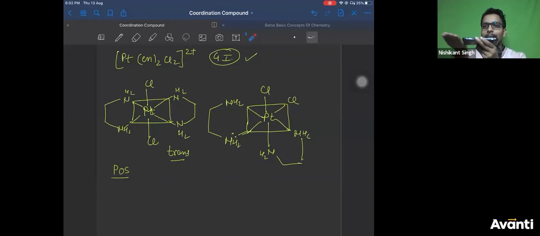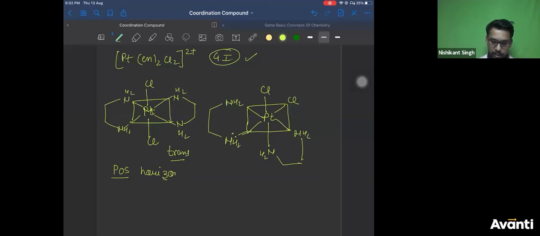If you bisect it like this, with Cl on the top and Cl on the bottom, it will have a horizontal plane of symmetry. Right? It will have a horizontal plane of symmetry. Now, if it has a horizontal plane of symmetry, it is optically inactive.